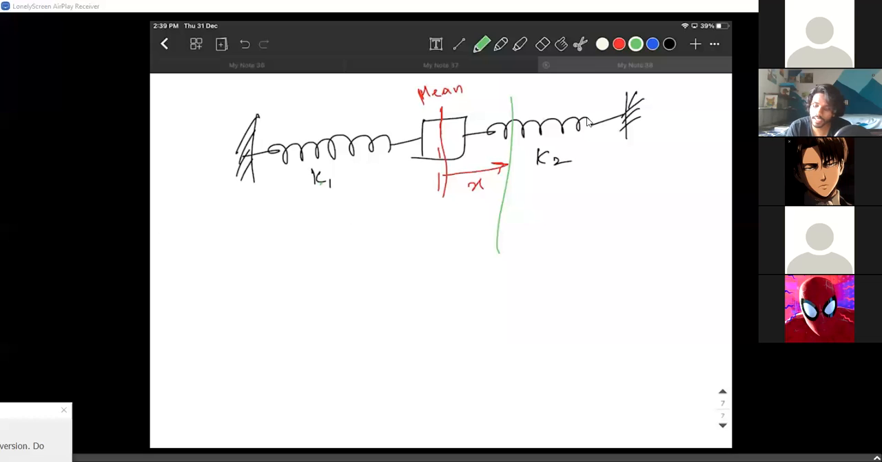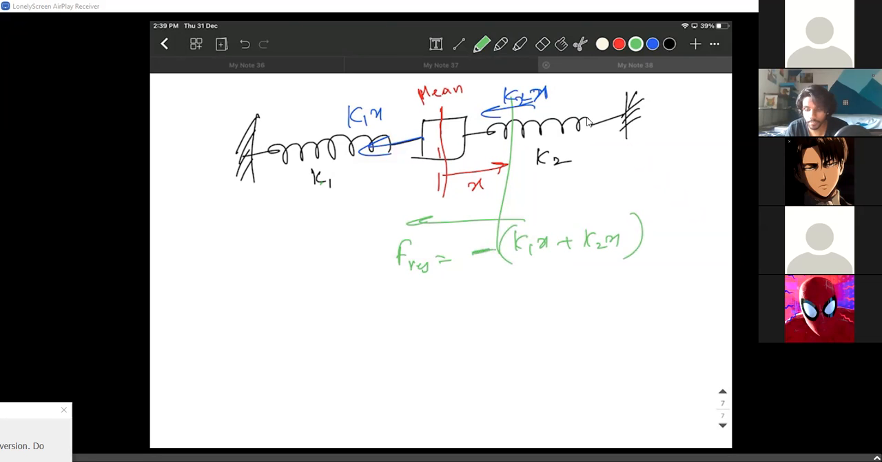There is K1x from this one, and the other one is K2x. It's in the same direction only. So the total restoring force, F restoring, is nothing but K1x plus K2x. Since both are in the opposite direction of x, I put a minus there. You all agree? So we can just put K1 plus K2, right? F restoring equals minus of K1 plus K2 into x.